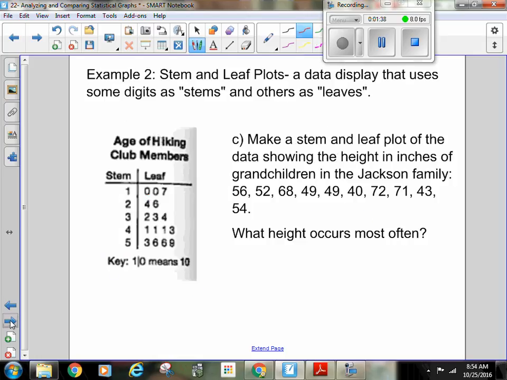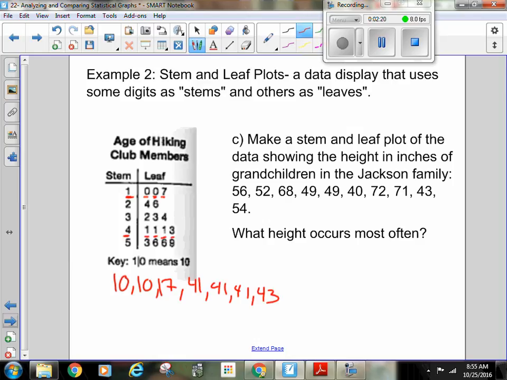Number 2, stem and leaf plots. These are where you have data displayed that uses some digits as a stem and others as leaf. And you'll see here now the age of hiking club members. And so the stem is going to represent the tens place and the leaf represents the ones place. So we have a 10. Let me write out the first list. We have another 10. And then we have a 17. If we look at the fours, we have a 41, another 41, another 41, and a 43. So that's interpreting a stem and leaf plot.